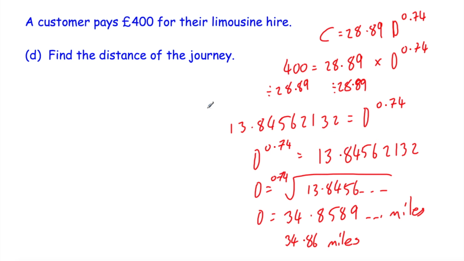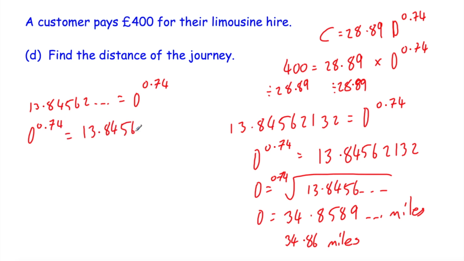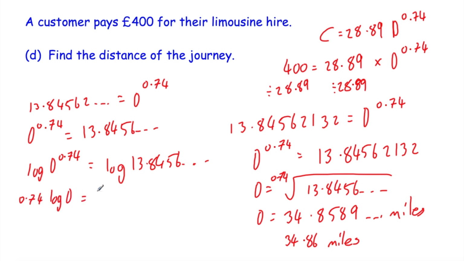Another approach is at this point here, when we had 13.84562 and so on is equal to d to the power of 0.74. Whenever we turned it around, we had d to the power of 0.74 equal to 13.8456 and so on. Because we've been dealing with logs, what we could do at this point is take the log of both sides. So you get the log of d to the power of 0.74 is equal to the log of 13.8456 and so on.